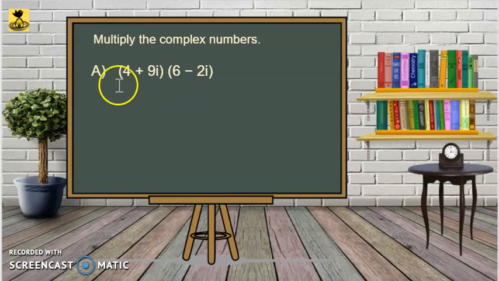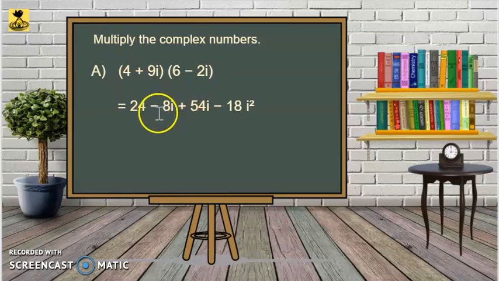So FOIL means you multiply the first term times the first term. So 4 times 6, that is 24. And then the outer terms, 4 times negative 2i, we have negative 8i. And then the inner terms, which are 9i times 6, so positive 54i. And the last terms, 9i times negative 2i is negative 18i squared.